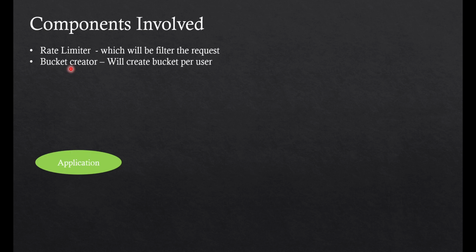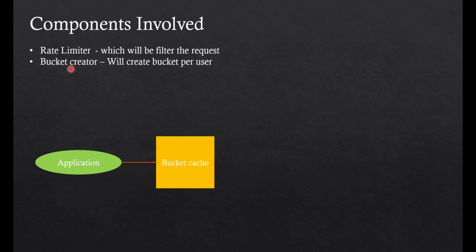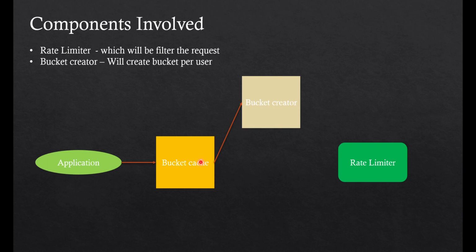Let's look at the high level design of the classes. We'll have the application. The application will look into the bucket cache, where it can check whether the bucket was already created or not. If the bucket was already created, we can just use that bucket. Otherwise, we need to create the bucket. This bucket creator will then call the rate limiter, and here the rate limiter will do its own action.